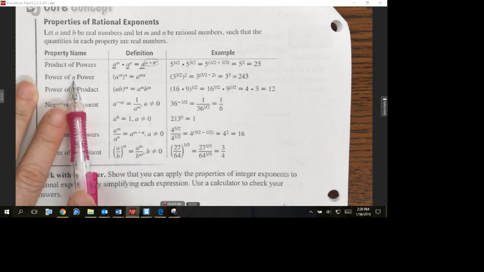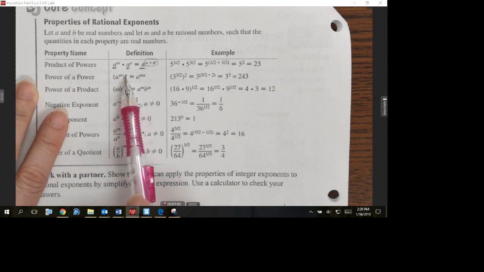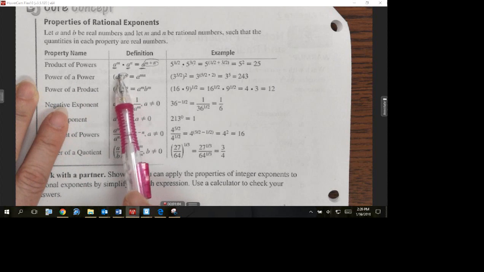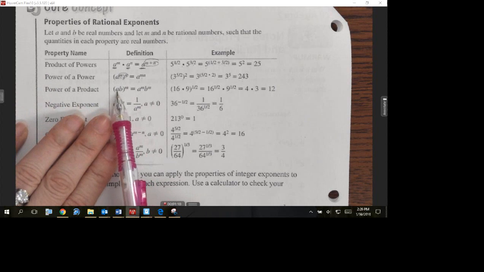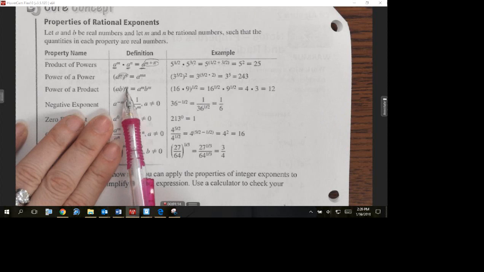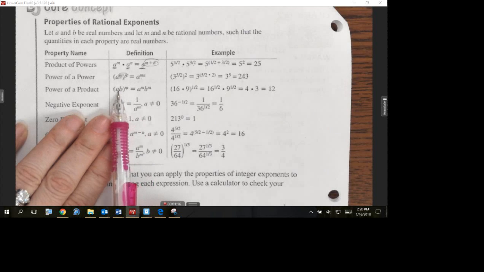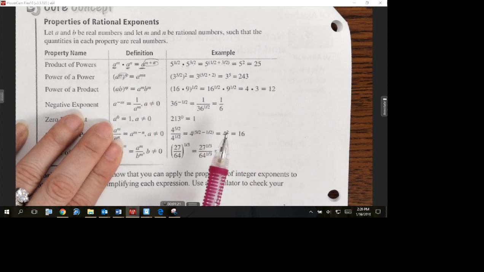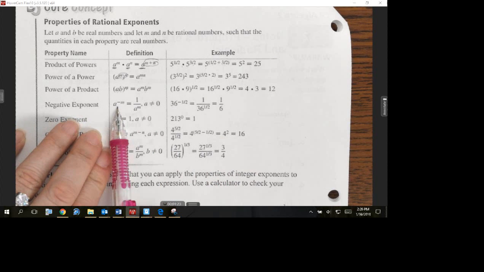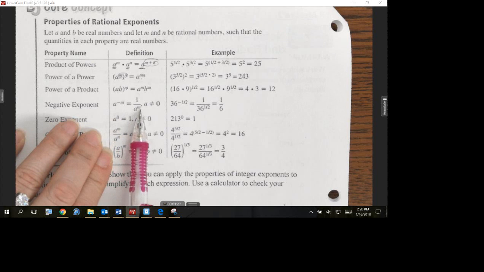Remember, if you have a power to a power, what do you do to the exponents? You multiply them, and you put them with the same base. If you have a product to a power, you could take each individual piece to that power. Remember, if you have a negative exponent, that means to reciprocate. Remember all these rules? Okay.